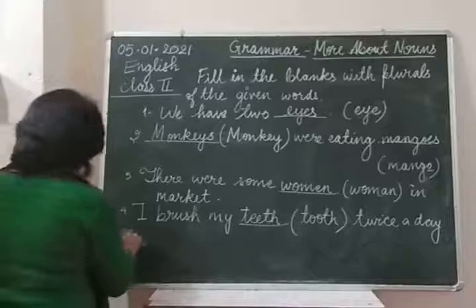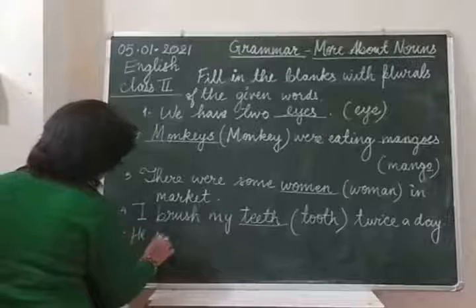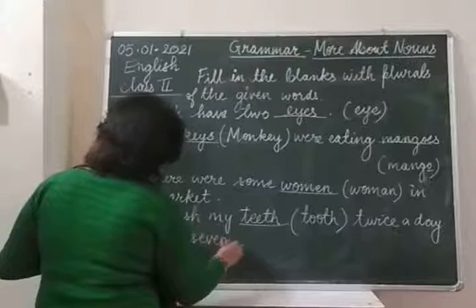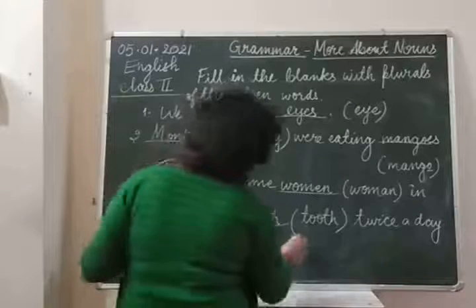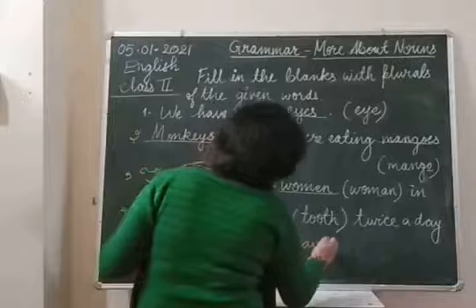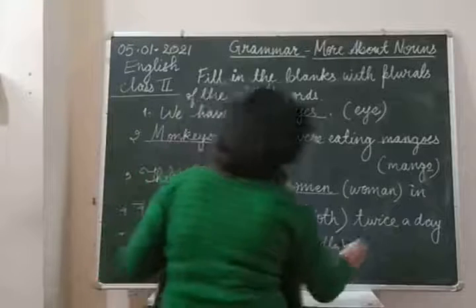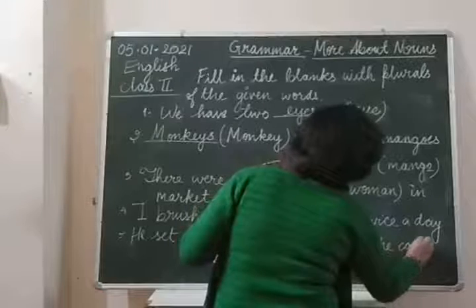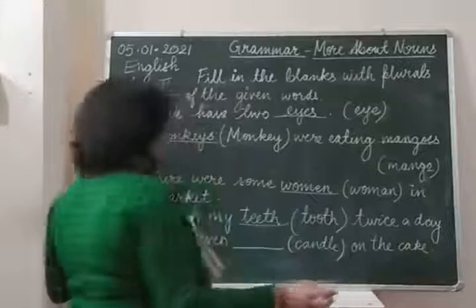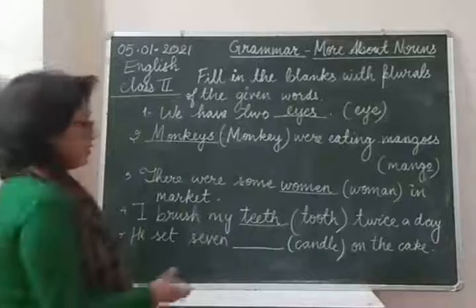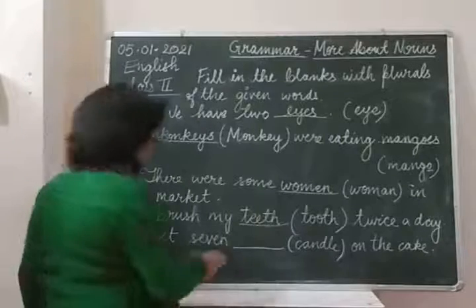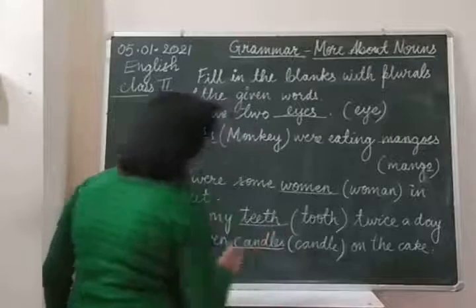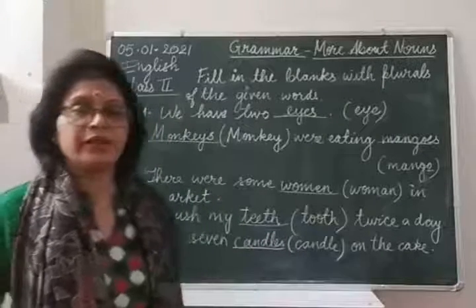Then number 5 is he said 7 blank, and the noun is candle, on the cake. Now, plural of candle, 7 candles. He said 7 candles on the cake. Simply add S.